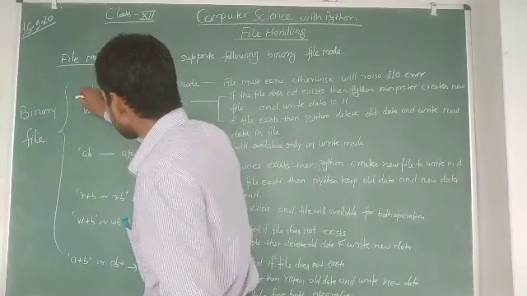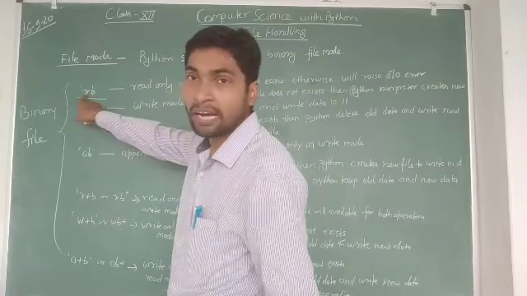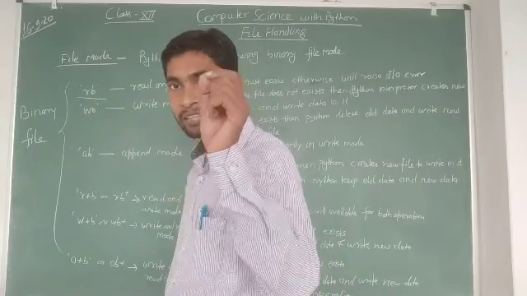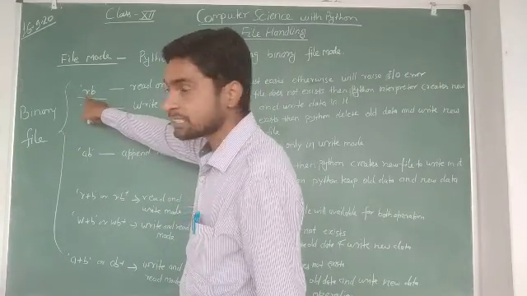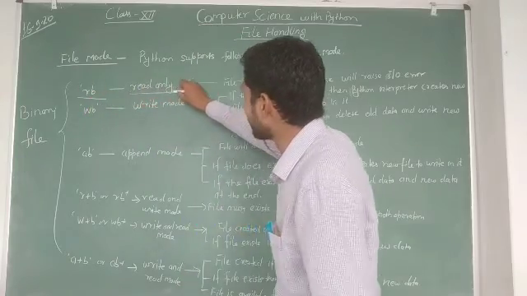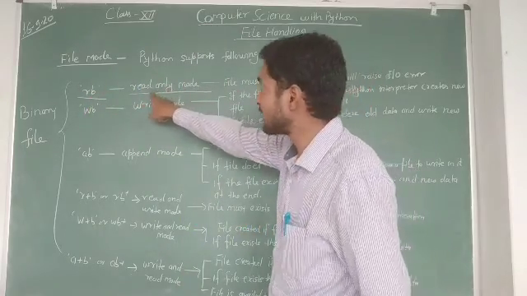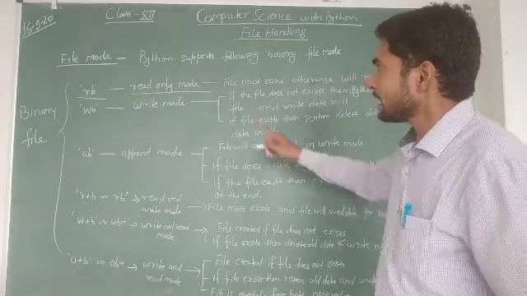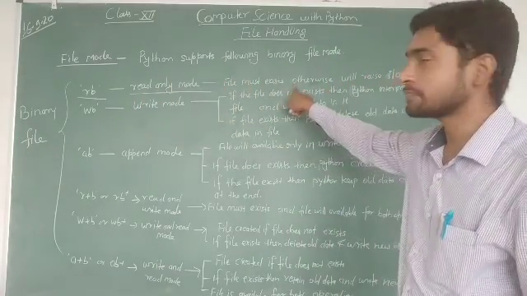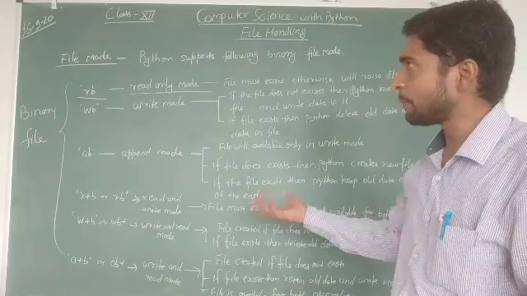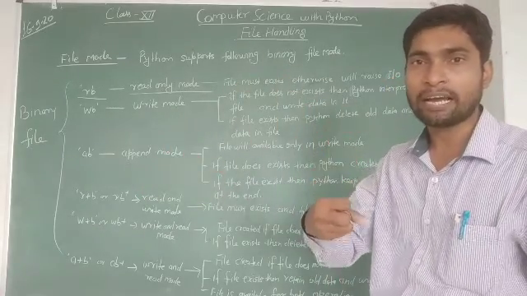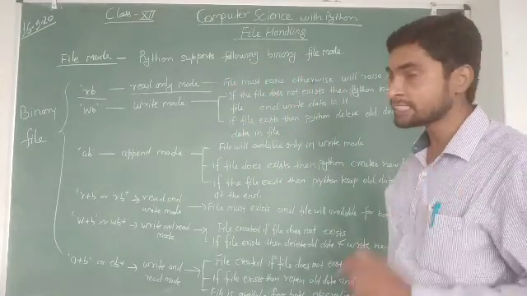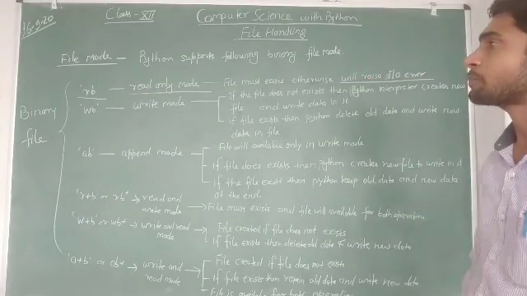First, RB. R stands for read, B stands for binary. B says these operations are related to the binary file. RB means the binary file is available only for the reading purpose. Read only mode. In this mode, the file must exist. If the file exists, then the Python interpreter reads data from the file and displays it in the program output window. If the file does not exist, then it will raise an input output error.